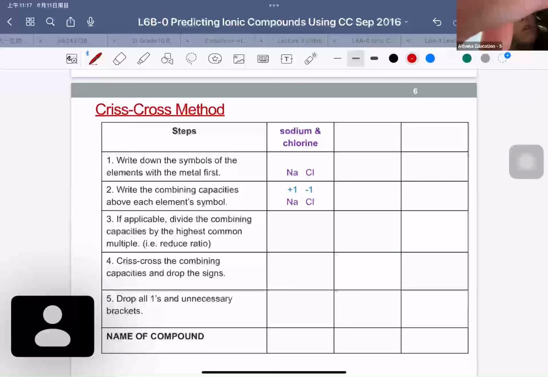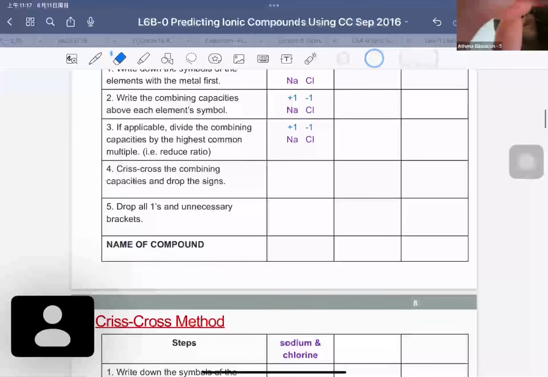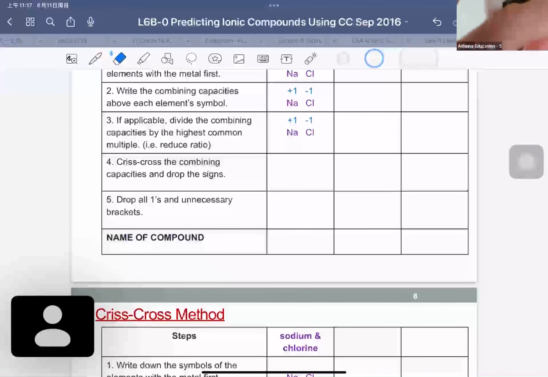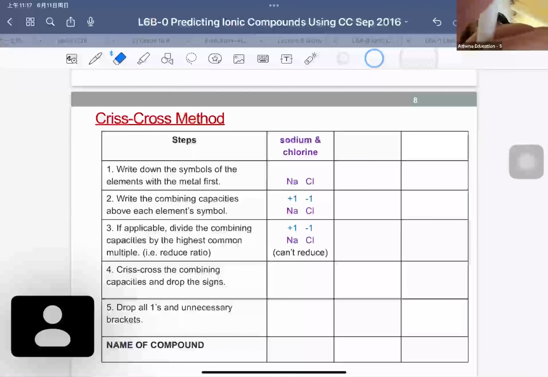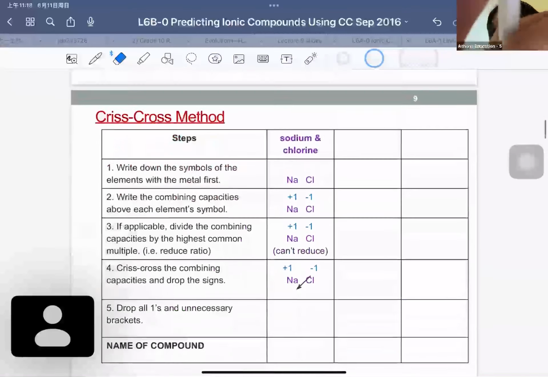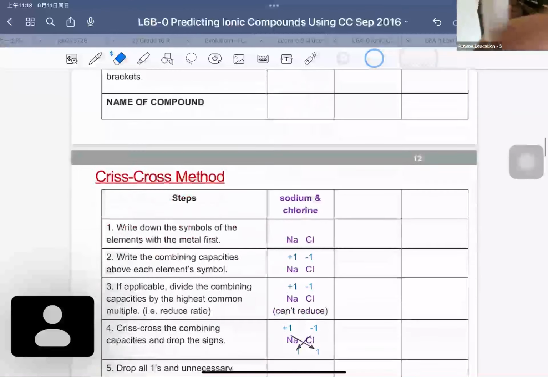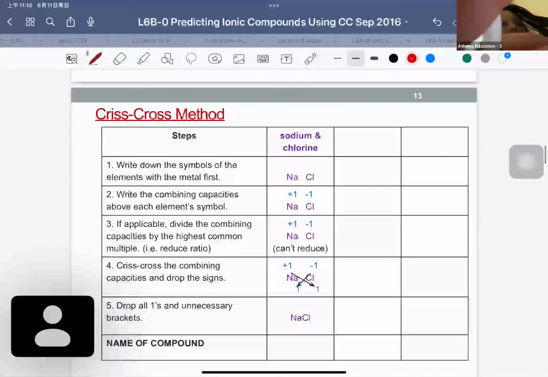If applicable, we can divide the combining capacity by the highest common factor, so it's easier. But because it's not applicable for this pair, we're not going to do it. So it's still -1 and +1. Then you just cross multiply. You can ignore the sign here, because positive and negative doesn't matter when you cross multiply. So it's 1 to 1, and then you just drop all the ones and the unnecessary brackets.